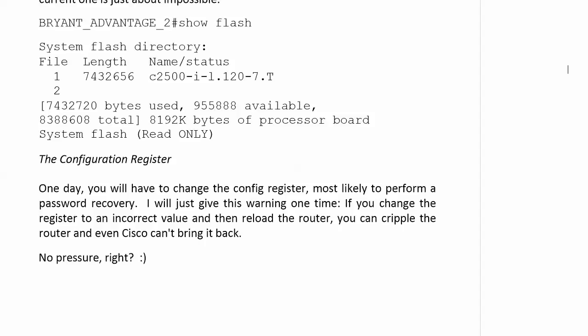And here's a warning I just want to give you one time. If you change the register to an incorrect value and then reload the router, you can actually disable the router to the point that Cisco can't bring it back. But there's no pressure. So when you read this the first time, it's like, oh yeah, this is something that I am really, really anxious to start working with. But I want to get you past the anxiety because you're going to type a few numbers, and obviously we're typing a few numbers a lot in this business, and it's something you can certainly do.